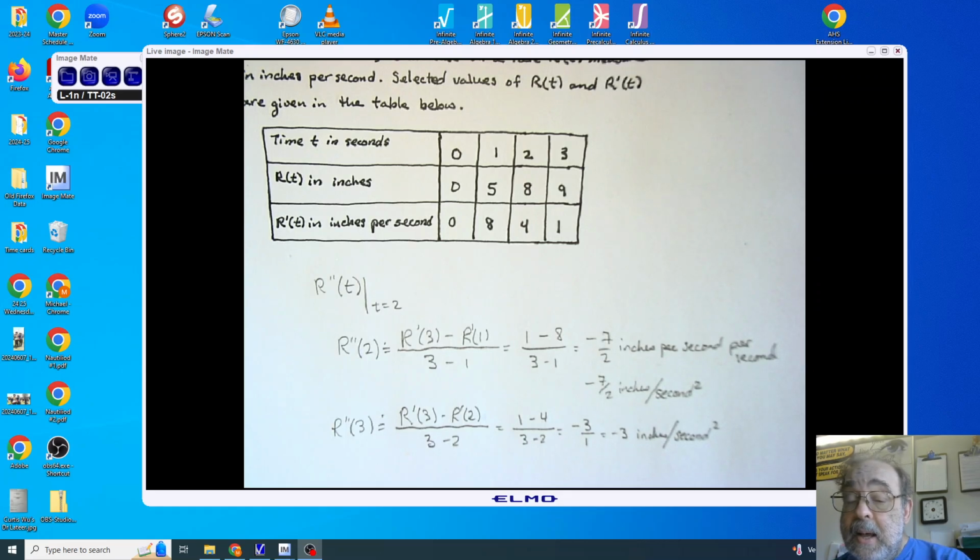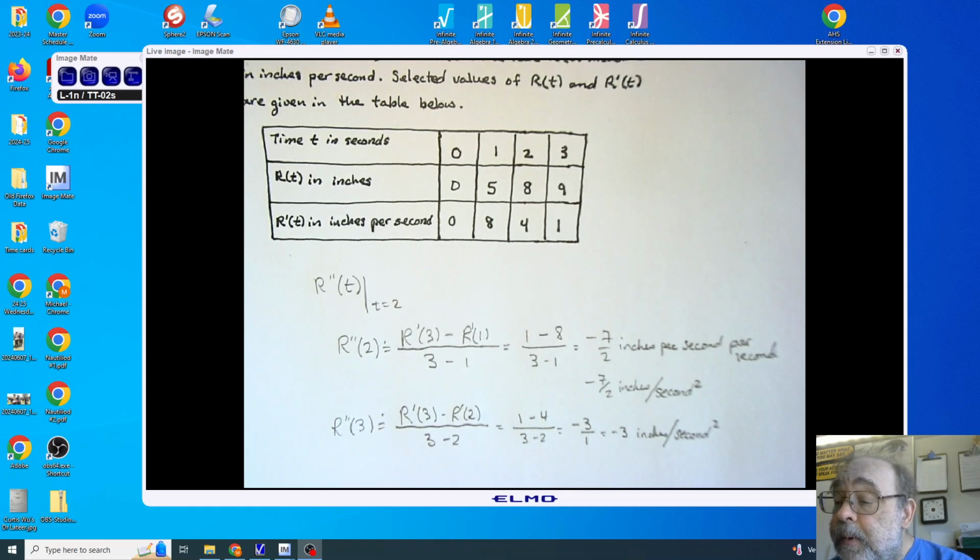So once again, this is finding an approximation for a second derivative using a chart.